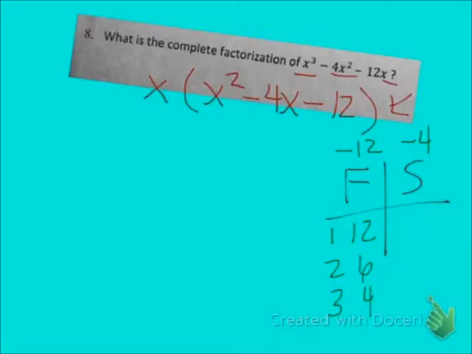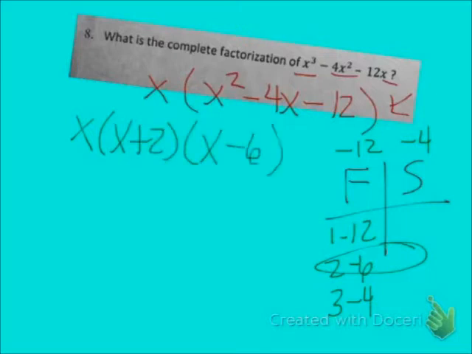Because your middle term is negative, that means your larger number needs to be negative. And of course, it could only be that one. So this would be x plus 2, and x minus 6. This is us factoring all the way. You can't do anything else right there. So we stop there.